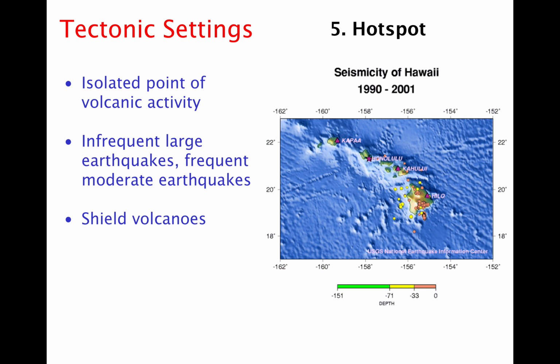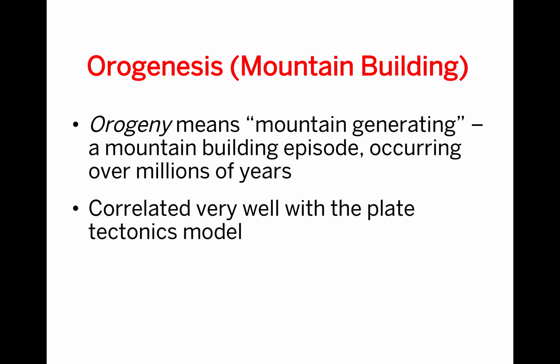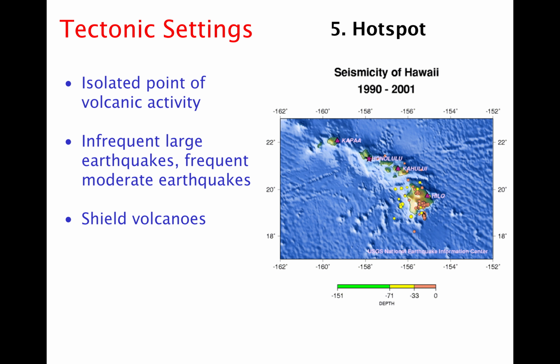The fifth one is a hotspot. These are isolated points of volcanic activity, so not necessarily a regularly occurring tectonic activity. As a result, we get infrequent large earthquakes and sometimes frequent moderate earthquakes. These are usually also regions of shield volcanoes, such as in Hawaii, not necessarily as hazardous as the other volcanoes that we find in subduction zones, but nonetheless these create hotspots. And finally, there's one more called passive, which is completely away from these plate boundaries, and hence passive, so we don't see any activity.